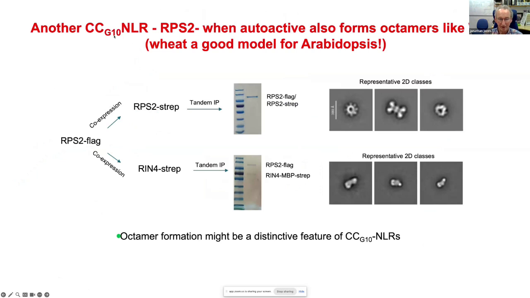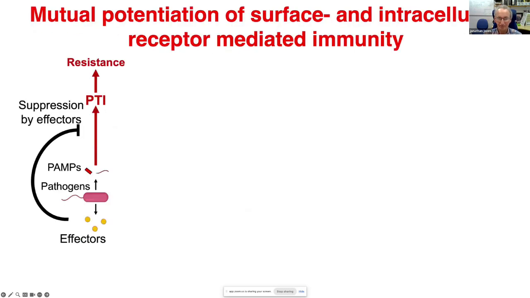So it turns out that when we overexpress RPS2 under conditions where it's autoactive, but we make a mutant at the N-terminus so it doesn't make calcium channels, we can also see octamers. So you'd argue that wheat is turning out to be a good model system if you want to understand Arabidopsis NLR. So this was reported in 1994 out of both the Ausubel and the Staskawicz labs, and it forms octamers like WAI3. So we think that's a characteristic feature of the CC G10 clade of NLRs. Right, so that's what I wanted to say about structure of immune receptors.